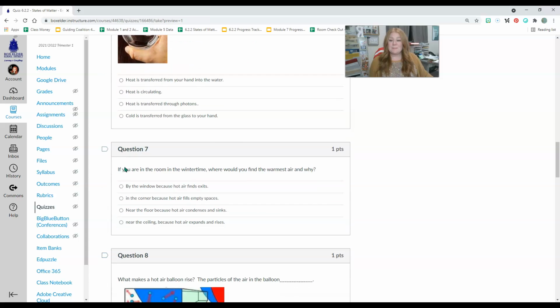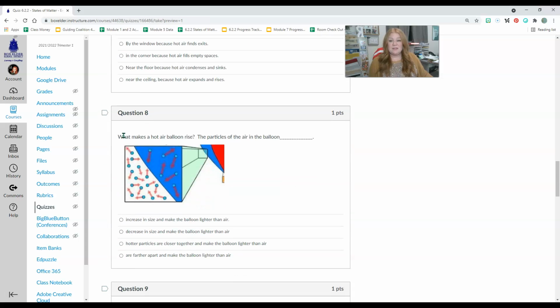Number 7, if you are in a room in the wintertime, where would you find the warmest air and why? So where are those molecules going and why? By the window because hot air finds exits. In the corner because hot air fills empty spaces. Near the floor because hot air condenses and sinks. Near the ceiling because hot air expands. So in the wintertime, where is the warmest air and why?